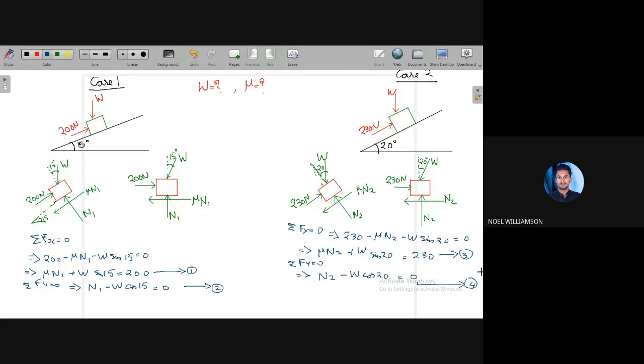Now how can you solve for W and mu? We have got 4 relations. In the first relation, it is equating mu N1 and W. And the second relation, it is connecting N1 and W.